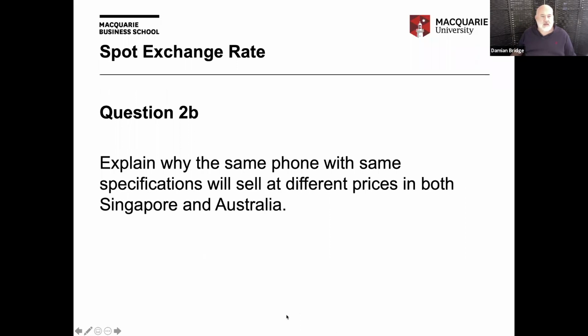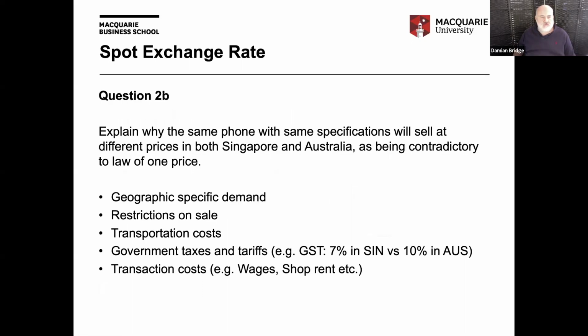Explain why the same phone with the same specifications will sell at different prices. Well, it could be geographical specific demand. There's more demand in Australia, so the price is higher. There could be restrictions on sale or the amount of units available, transportation costs, government taxes, transaction costs, including wages and those sort of things. Okay.